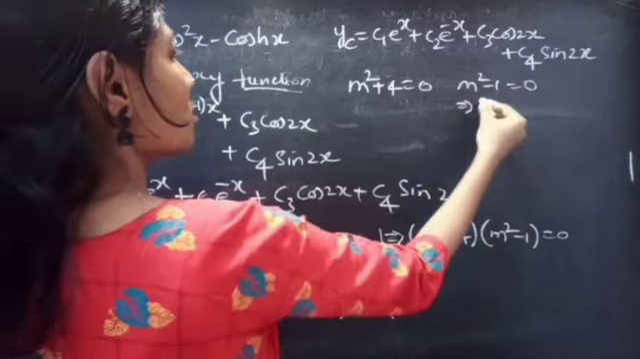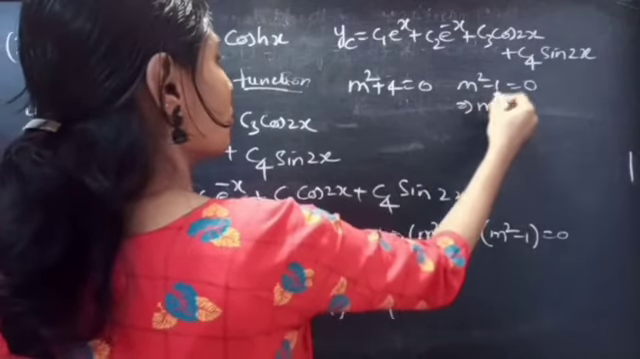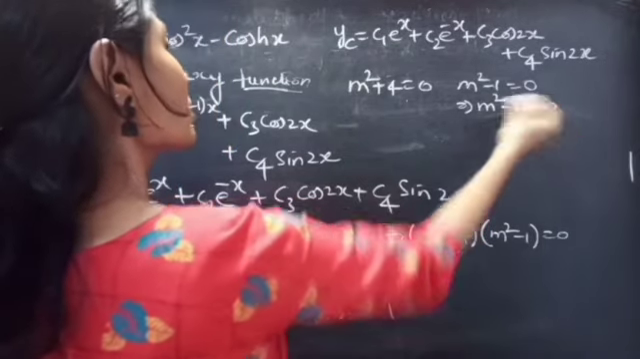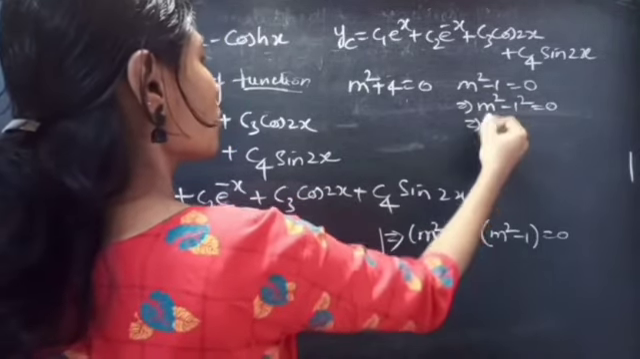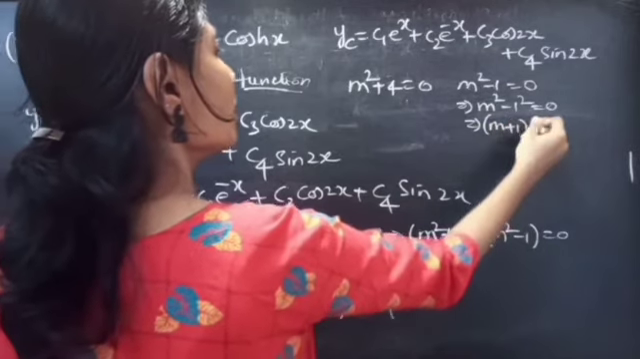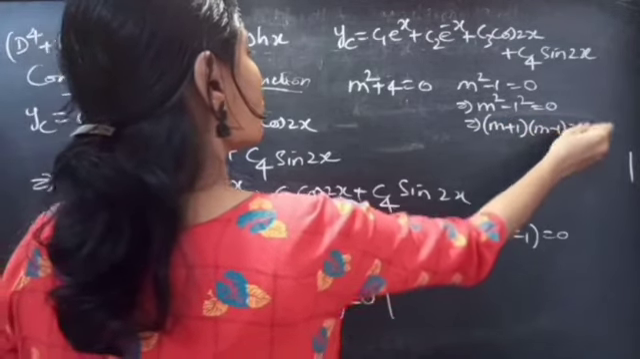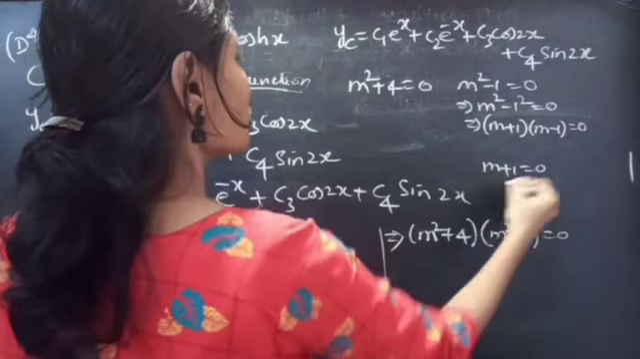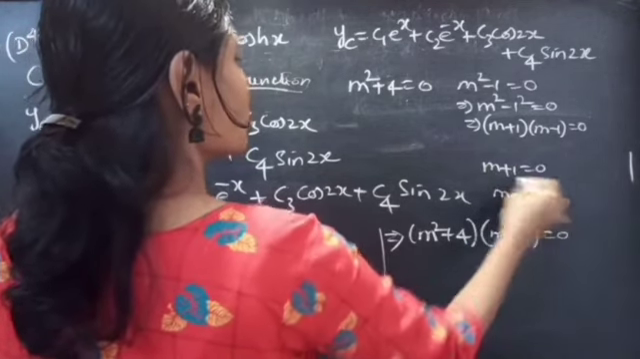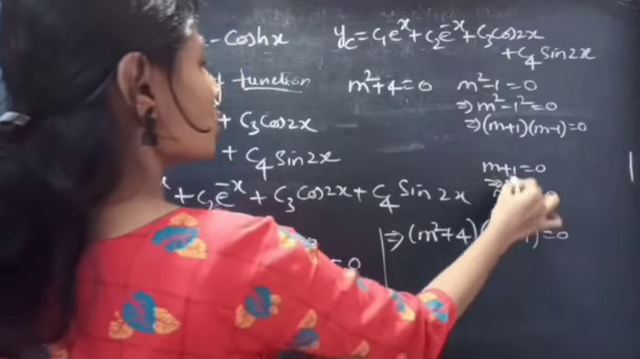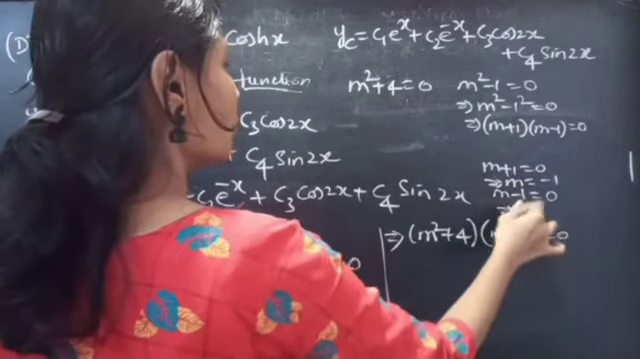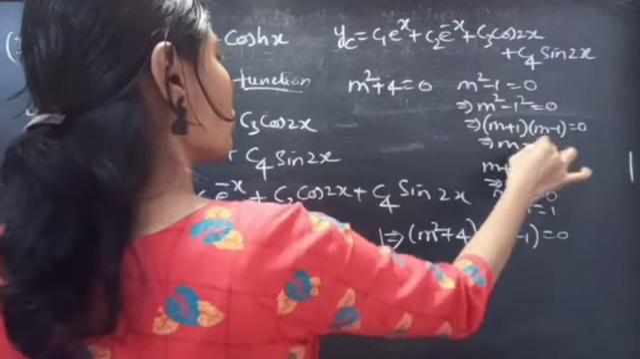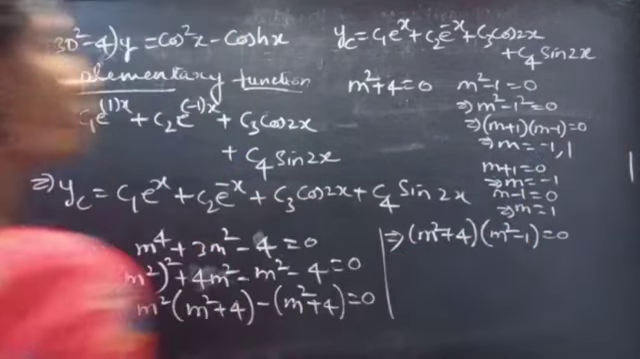From m square minus 1 equals to 0, you can write this 1 as 1 square, right? You'll get m square minus 1 square equals to 0, which is of a square minus b square form. You can write it as a plus b into a minus b equals to 0. Now equate each factor to 0. m plus 1 equals to 0 and m minus 1 equals to 0. From m plus 1 equals to 0, you'll get m equals to minus 1. And from m minus 1 equals to 0, you'll get m equals to 1, right? Then you'll get m equals to minus 1 and plus 1.